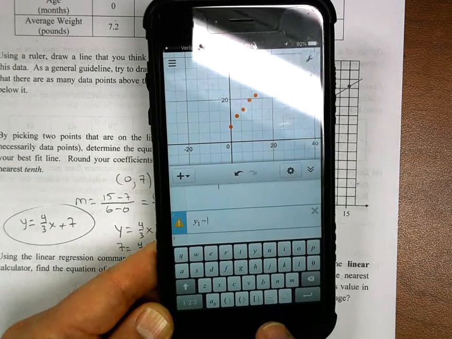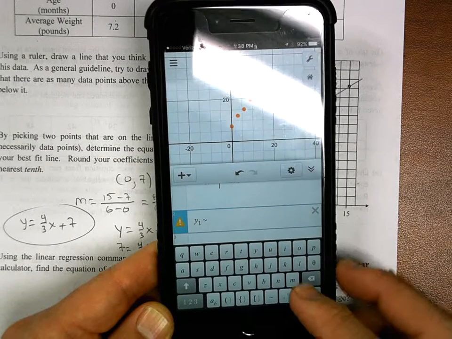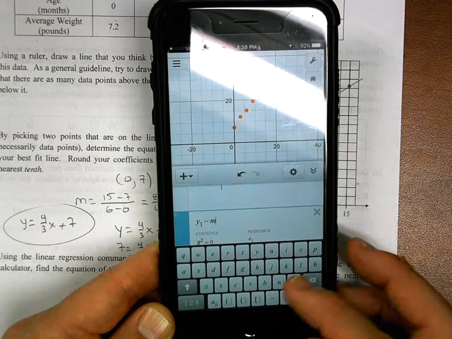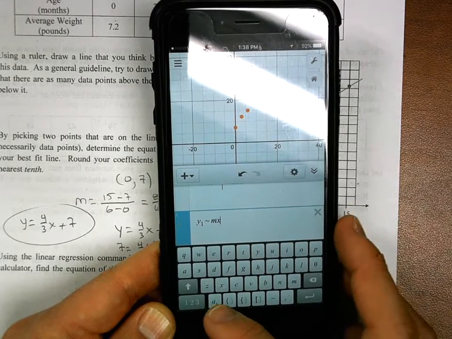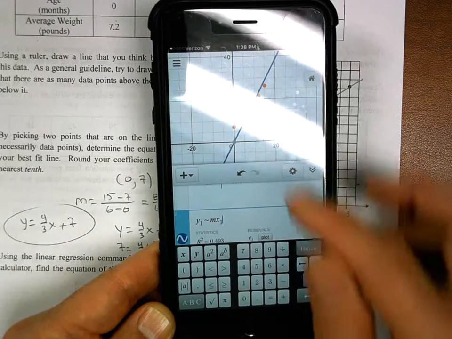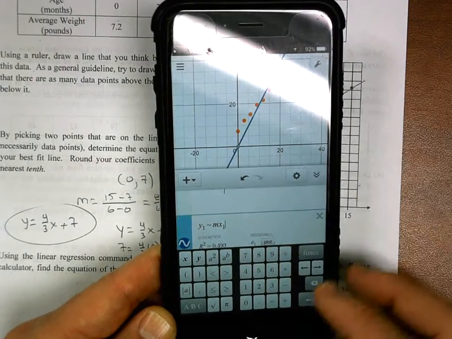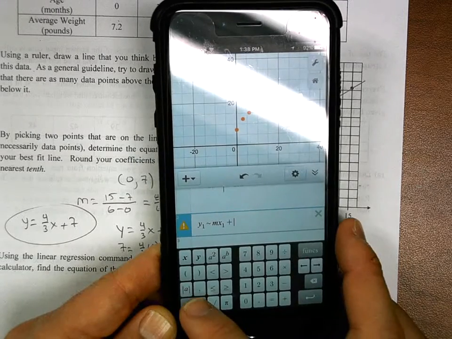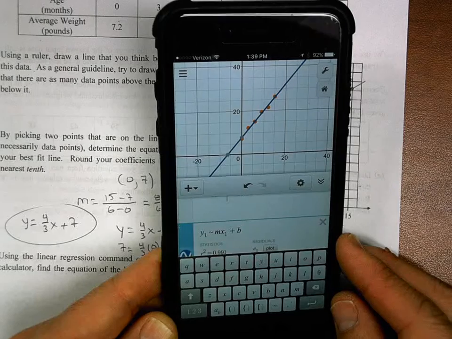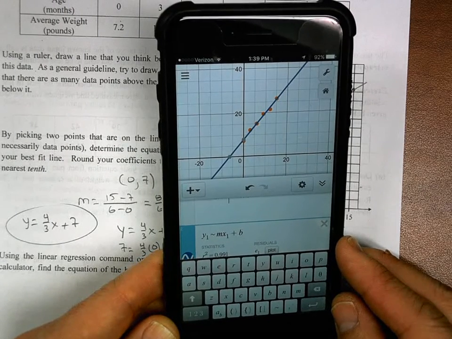Okay, so y1 and that little squiggly line equals mx plus b, because we wanted to try to graph a line. So m is our slope, and then x1. I'm going to type my number in, 1. Right now I'd actually started drawing that, but I need my plus b. So plus, back to my letters, b, and there you go. So it draws a line. It's pretty neat. It draws a line of best fit.